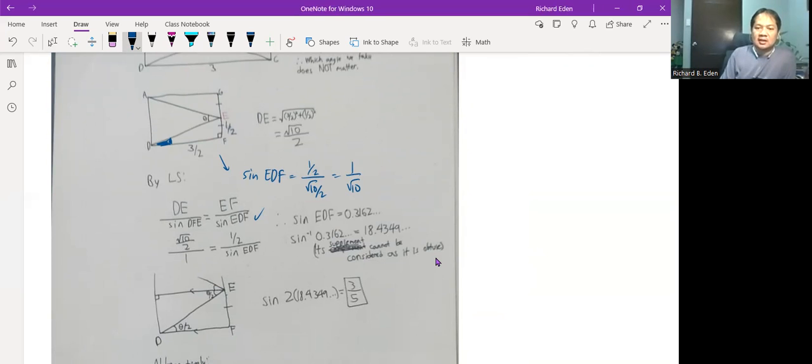Ayun. Kasi the idea being, from a computational perspective, okay, you get 18.4349. But the moment you use an approximation, parang nawawala ka ng 100% guarantee. Kasi 3 over 5, that's 0.6, of course. But when you're using an approximation, how do you know the answer really is 0.6? What if ano pala talaga siya? What if it's really 0.5?